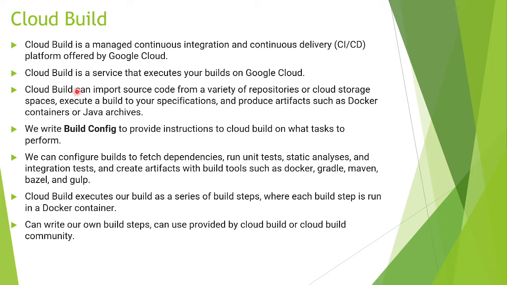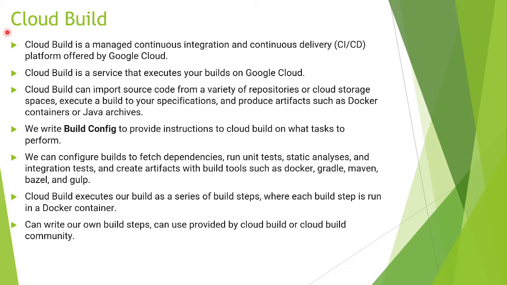And Cloud Build can import our source code from a variety of repositories. You can put it into Cloud Storage, or we can get it from GitHub or Cloud Source Repositories. It can also produce artifacts such as Docker containers or Java archives, or if you are using Python or Node.js, it can produce artifacts for them also. Also, our artifacts can include our compiled code, configuration files, scripts, libraries, and virtual machine images, and many more things.